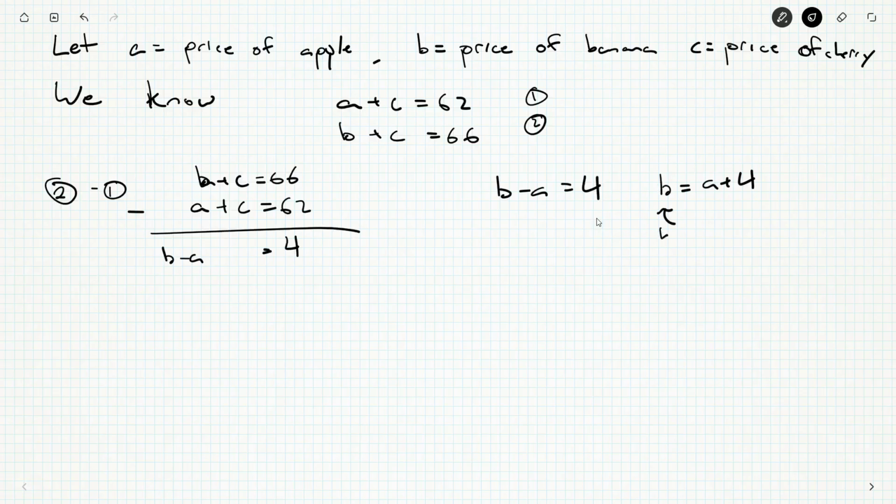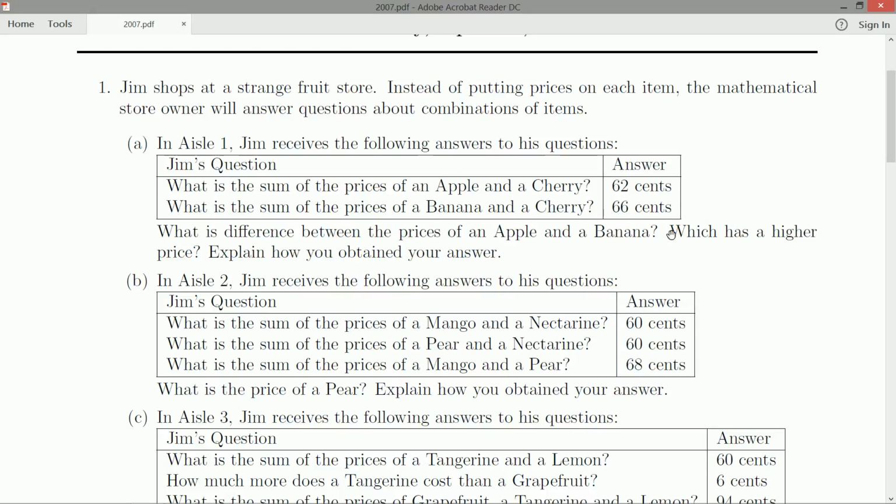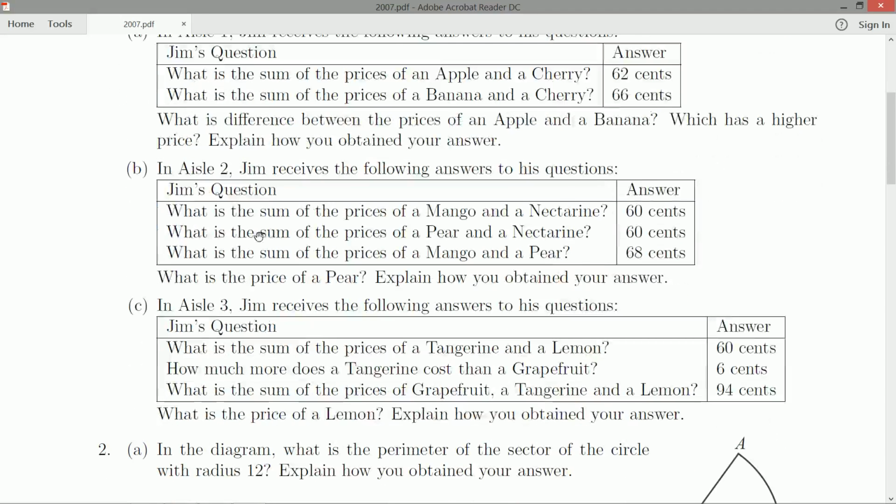So from here, B is bigger. So I could also say, you know, B is greater than A, that sort of stuff. But we can see B is bigger. So this allows us to answer our 2 questions. The difference in price is 4 cents. And bananas cost more. Okay. I don't actually know how much bananas cost, but I do know it costs 4 more cents than apples. Alright, so that's A part. Easing us in, relating a word problem in algebraic terms so we can start solving things. That's fine. So now B part.